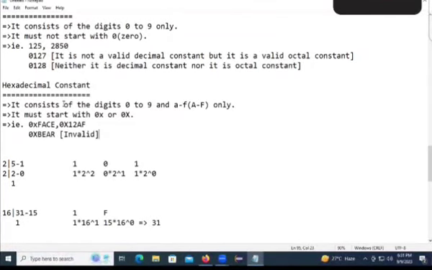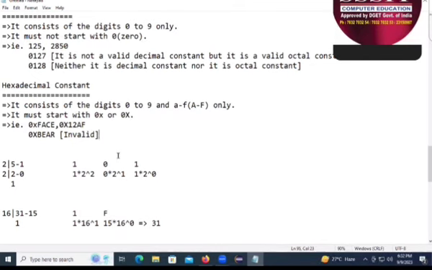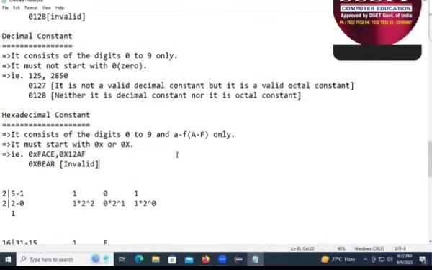The 0x is not a value. It is just to recognize that it is a hexadecimal. The actual value is what follows. In this way we can identify which kind of constant it is. Clear?